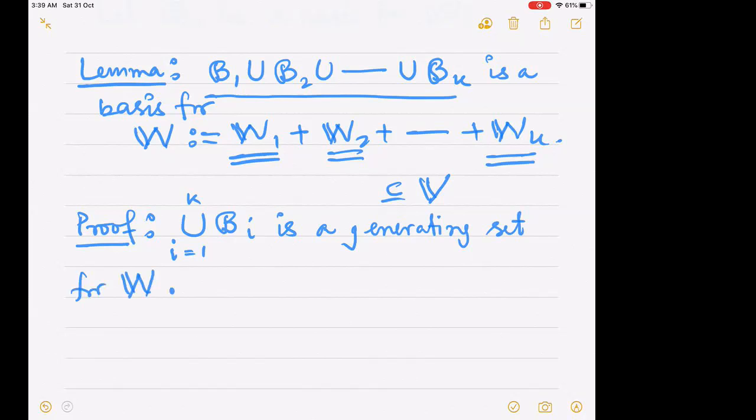how do vectors in W look like? That's a sum of vectors from W1, W2 up to Wk. Now W1 can be written as a linear combination of vectors from B1. Any vector from W2 can be written as a linear combination of B2, so on up to Bk. So therefore, any vector in W can be written as a linear combination of things from B1, B2 and up to Bk. So in fact, this union must be a generating set, right?